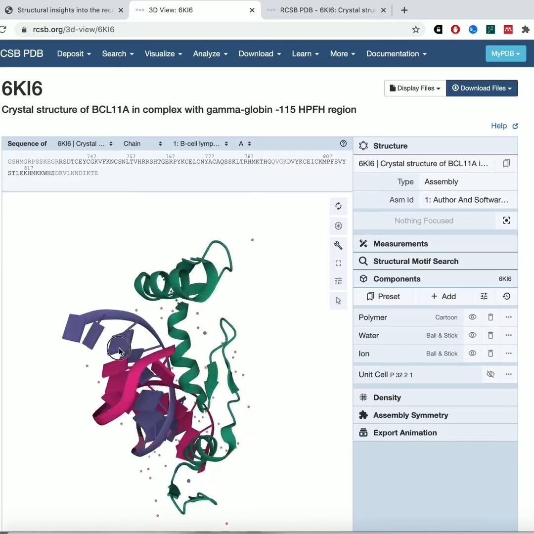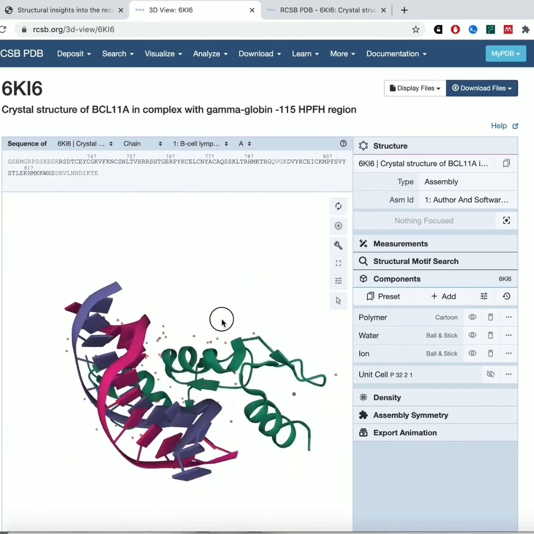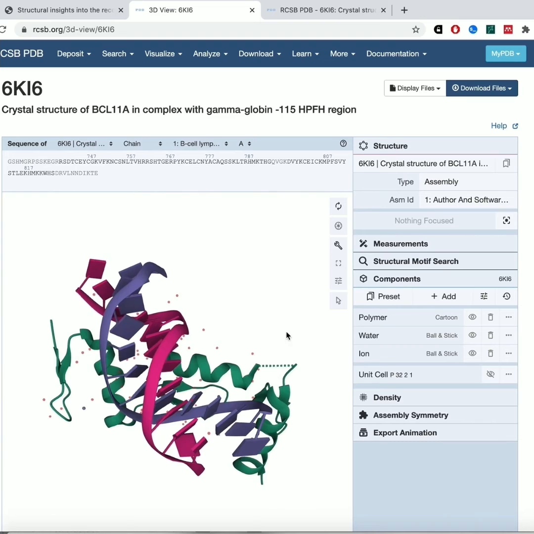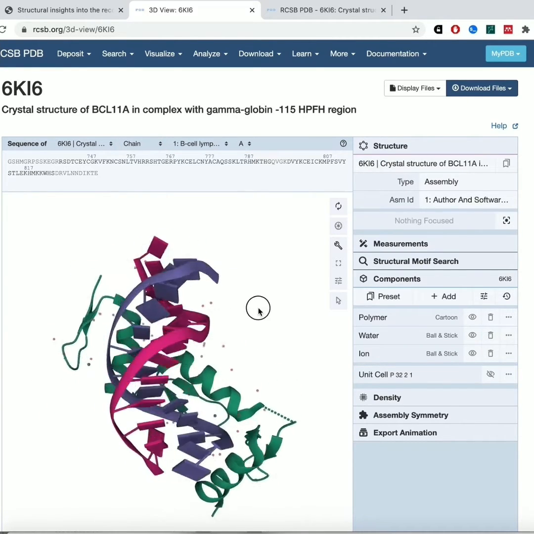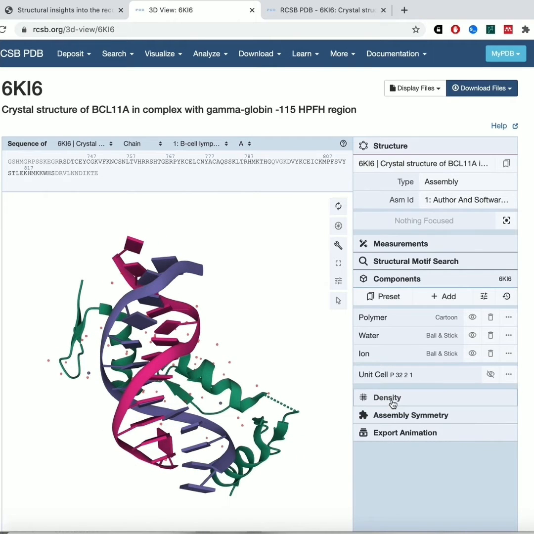Okay, so this was the chain. You can see here this dotted line. That's a region that is unmodeled. So it was present in the protein, but the data wasn't good enough for the structure. You can see that such regions are shaded light gray in the sequence representation. There's a lot of different things you can do to play around with and see various things, but right now I want to show you the density.